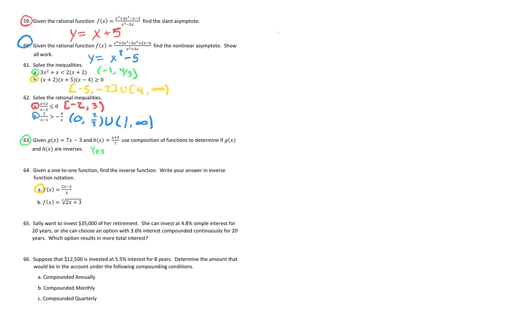So what I'm going to do is say x equals 2 times f inverse of x minus 5 over 3. So now I need to solve for f inverse. So to do this, I'm going to multiply by 3. I'm going to add 5. Then I'm going to divide by 2.